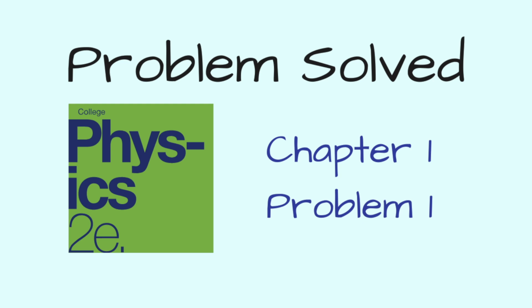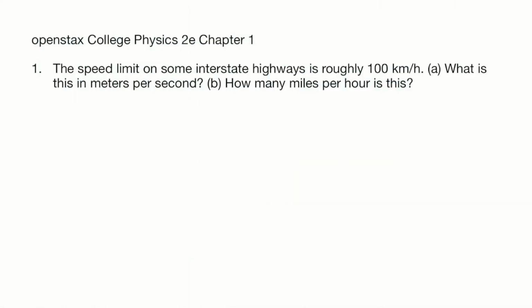Welcome! In this video, we are going to take a look at Problem 1 from Chapter 1 of College Physics 2E by OpenStax. In this problem, we are told the speed limit on some interstate highways is roughly 100 kilometers per hour. We need to find out what that is in meters per second and in miles per hour.